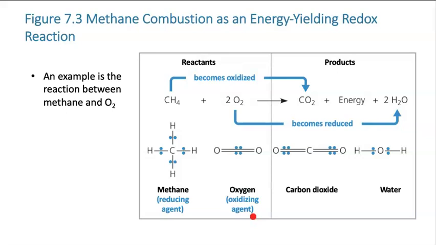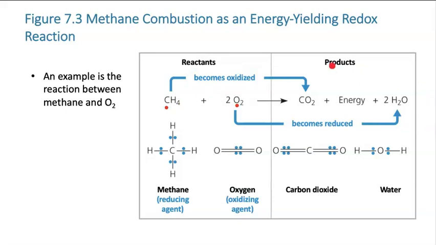So OIL RIG, oxidation is loss. Let's look at this carbon right there. That's such an important one to be focusing on. Oxidation is loss, OIL. So this carbon here is going to lose the hydrogens that are on it. Reduction is gain. This oxygen here is going to gain hydrogens, right? It's going to gain electrons.